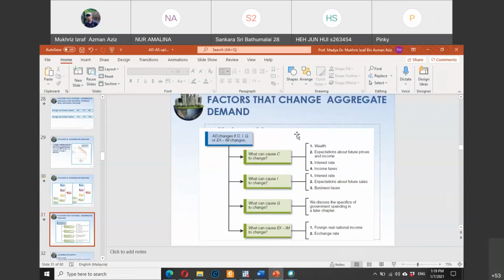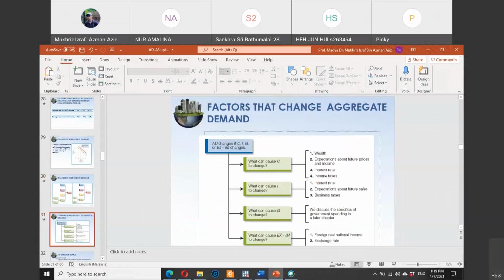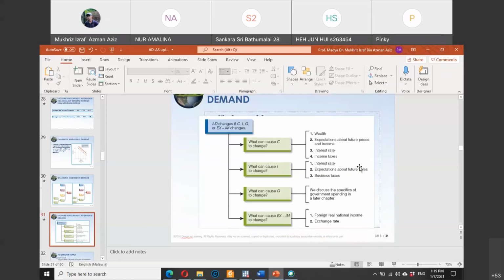And what can cause aggregate demand to change? Changes mean the demand will shift upward or downward. These components are what can cause aggregate demand to shift. Movement along the demand curve is due to the price itself. We discussed that also last Monday.